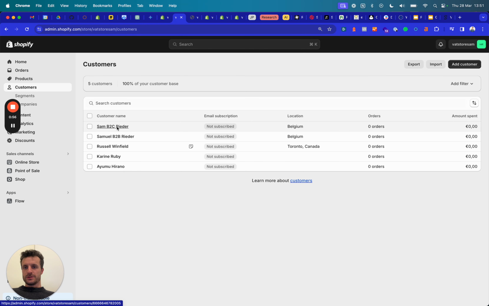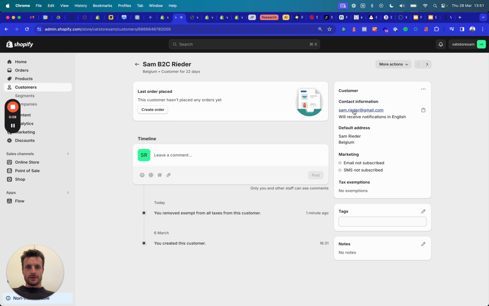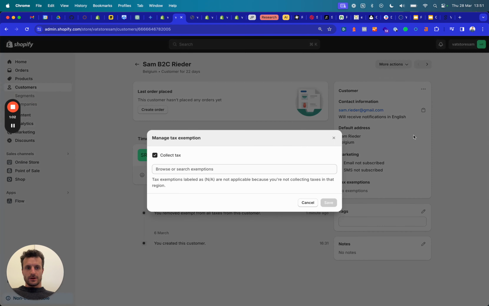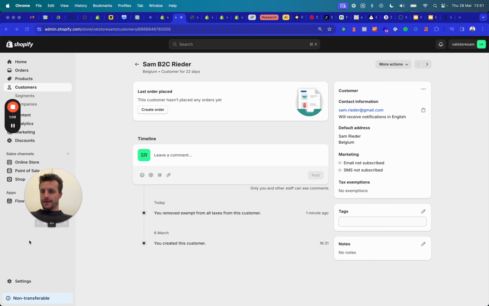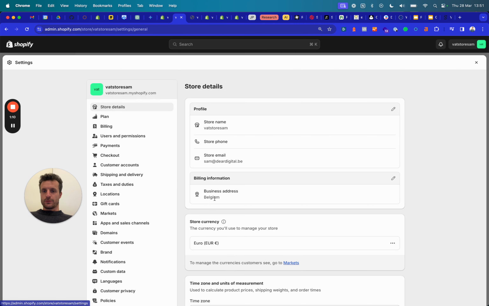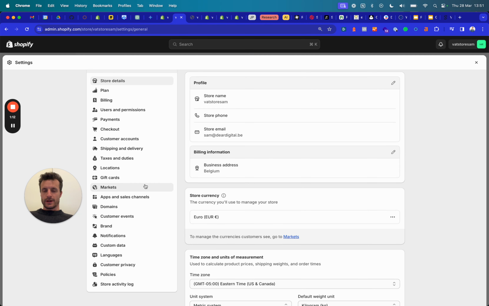Then we have the B2C customer, which has another email address, my personal email address. And if we go to the tax settings here, you see that taxes are collected. Okay, then we just go over the tax settings real quick. There are a couple of things that we should check there.